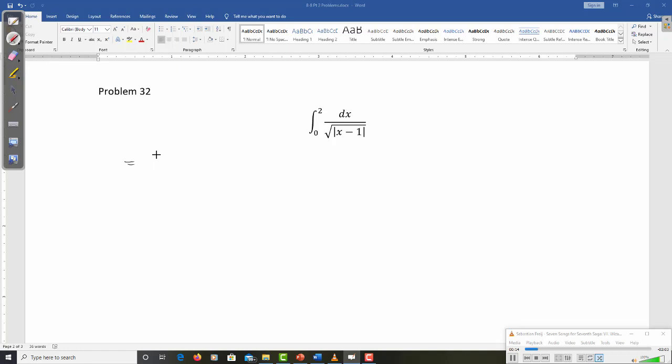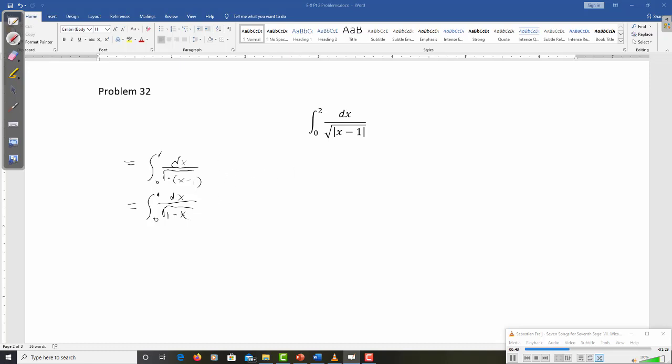So if we look at the integral from 0 to 1, everywhere on that interval, the inside of this is going to be negative, so the absolute value would flip the sign. Negative of x minus 1. So that would be integral 0 to 1 of dx over the square root of 1 minus x.